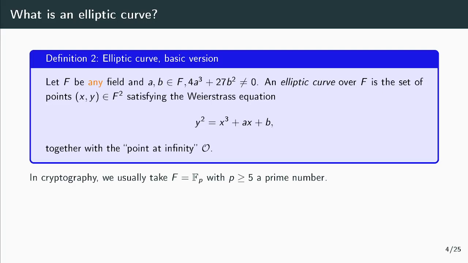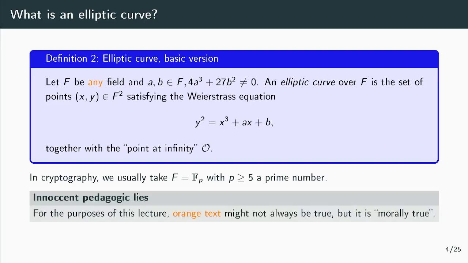And in cryptography, as I said before, we are usually interested in the case where the field is F_p, where p is a prime number, often a quite huge prime number. Also, whenever you see an orange text in these slides, you can feel free to mostly ignore it, but if you wanted to seek some deeper understanding and wanted to use the slides as a reference, just be aware that the orange text is often simplified for the purposes of easier exposition.